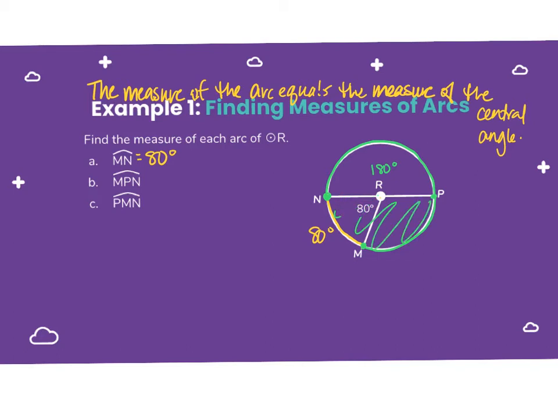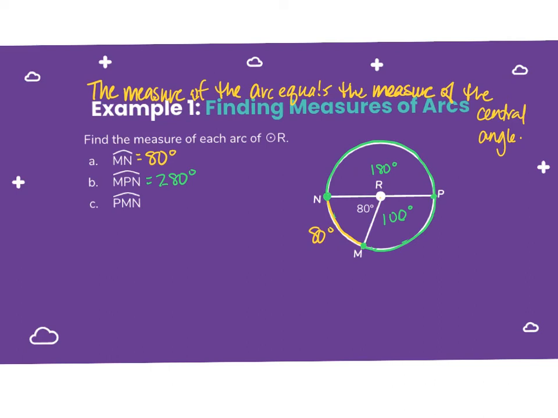But we really only have to find this missing section here, which would be 180 degrees minus 80, which is 100 degrees. So to find that entire arc, we just take 180 plus 100 to get 280 degrees for this entire arc from M to P to N. 280 degrees.